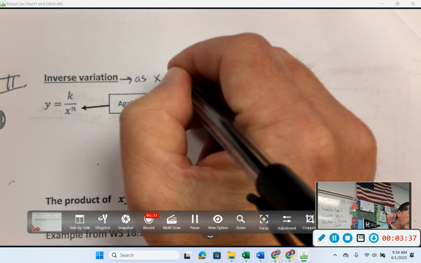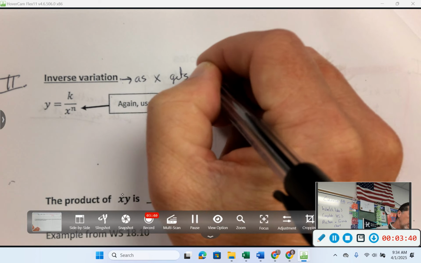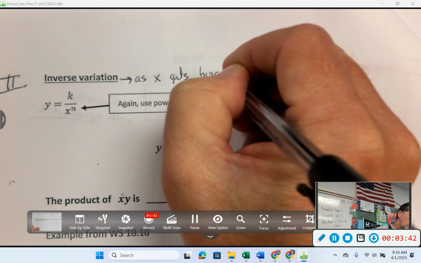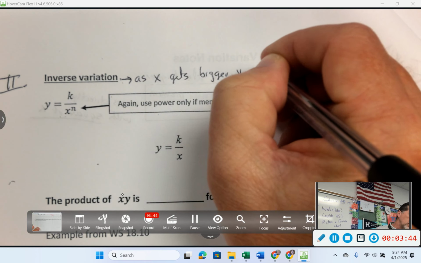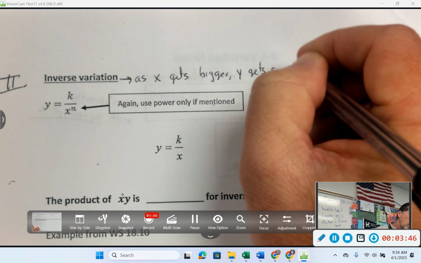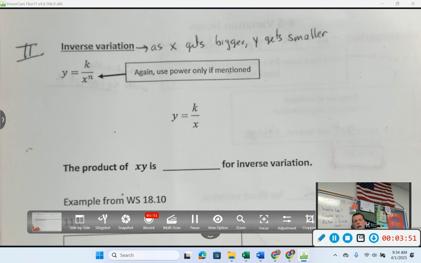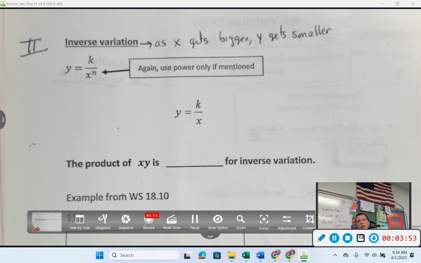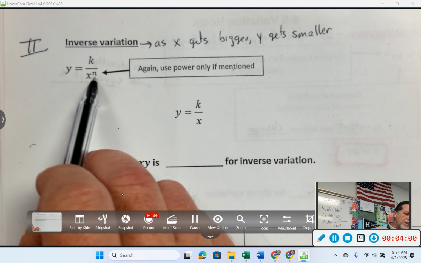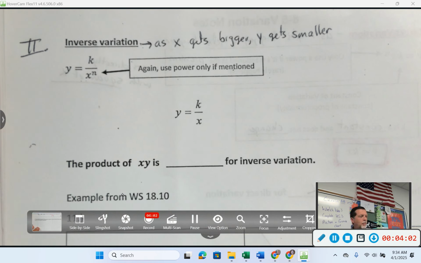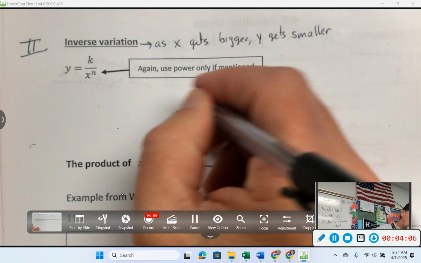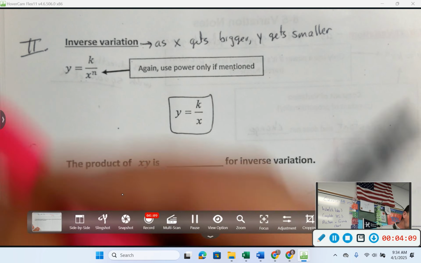which means as x gets bigger, y gets smaller. Again, with the n in the bottom, you're not really going to have to worry about that. It'll be clear if you do. There's the formula for inverse variation.